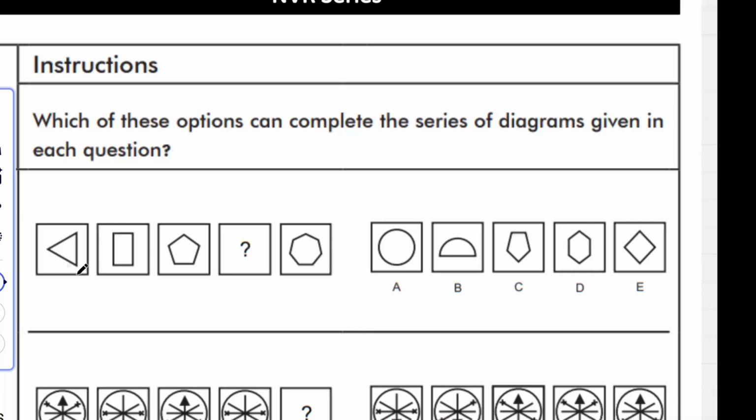Question 45, let's find the pattern. 3, 4, 5, the next one has to be 6. We get 1, 2, 3, 4, 5, 6, we get D.